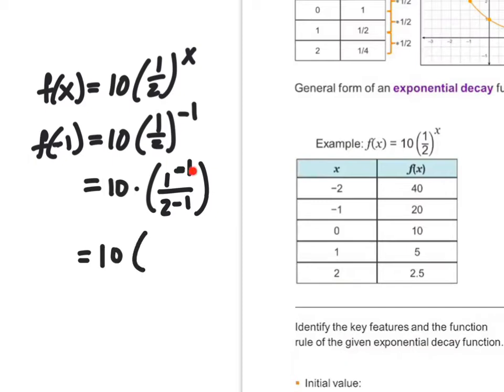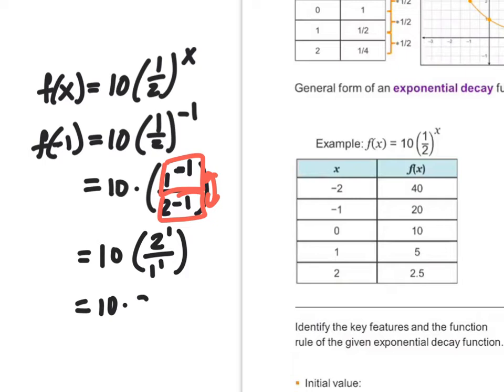When you have a negative exponent, remember that you simply take both of these numbers and you switch them. So instead of 1 to the -1 over 2 to the -1, I'm going to write this as 2 to the first over 1 to the first. When I take 2 to the first, I'm multiplying 2 by itself once, so I just get 2 here, which gives me a value of 20. And that's what you get here when you plug in -1.